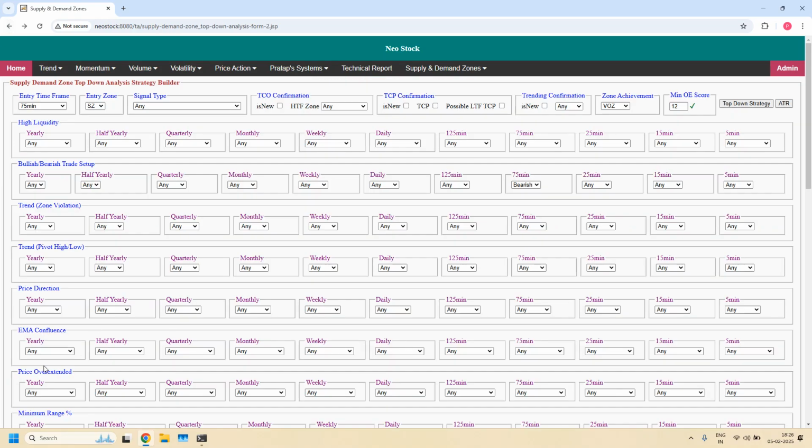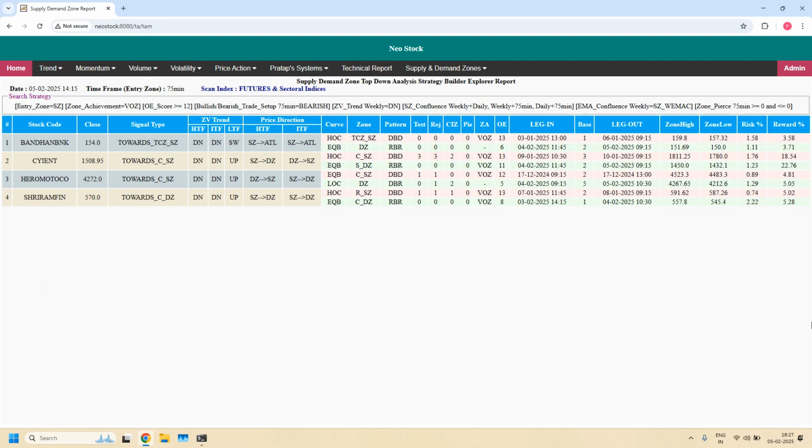Let us verify. In the EMA confluence, weekly time frame, I am enabling the filter. Weekly supply zone having weekly EMA confluence. And trend on weekly should not be sideways. It can be downtrend because it is bearish trade setup. Let's verify. We got all the 4 stocks. So these 4 are even more high probability trade setup supported stocks.